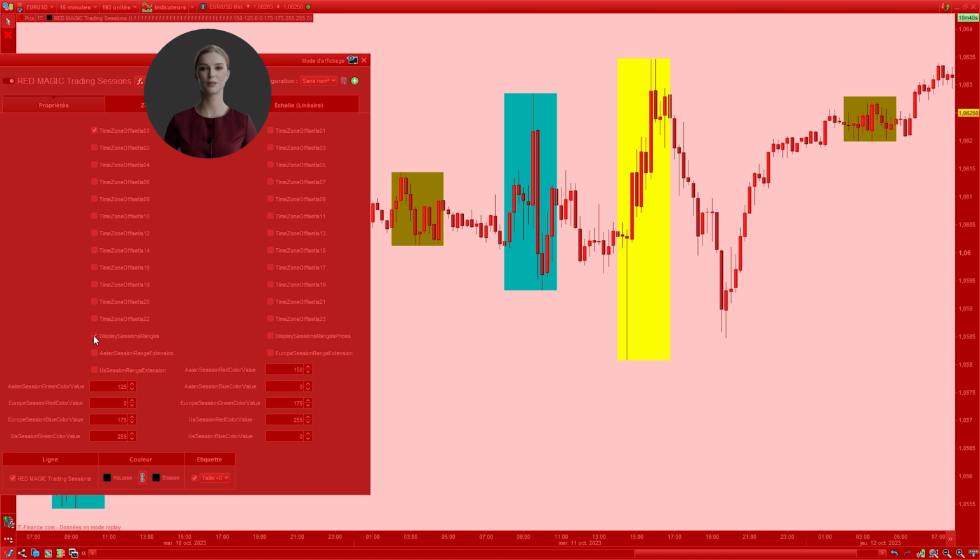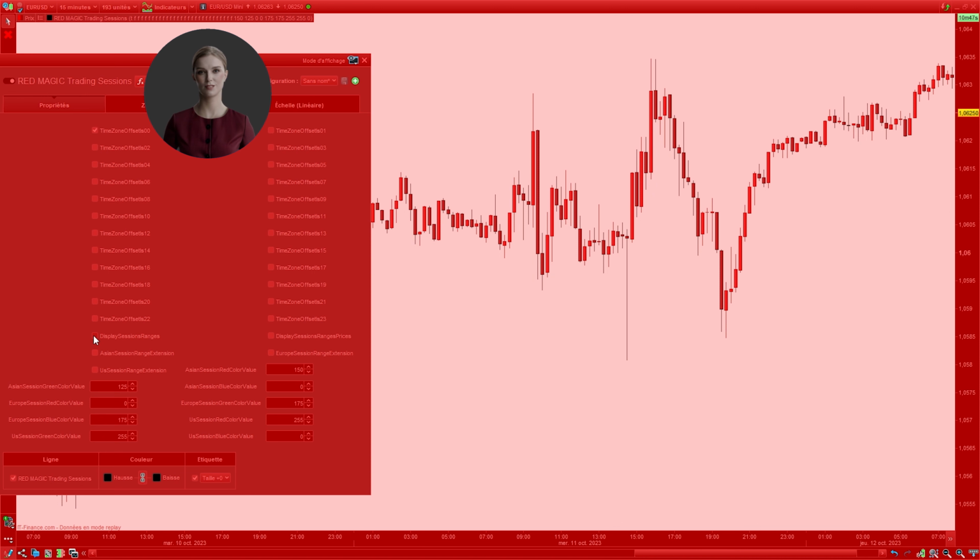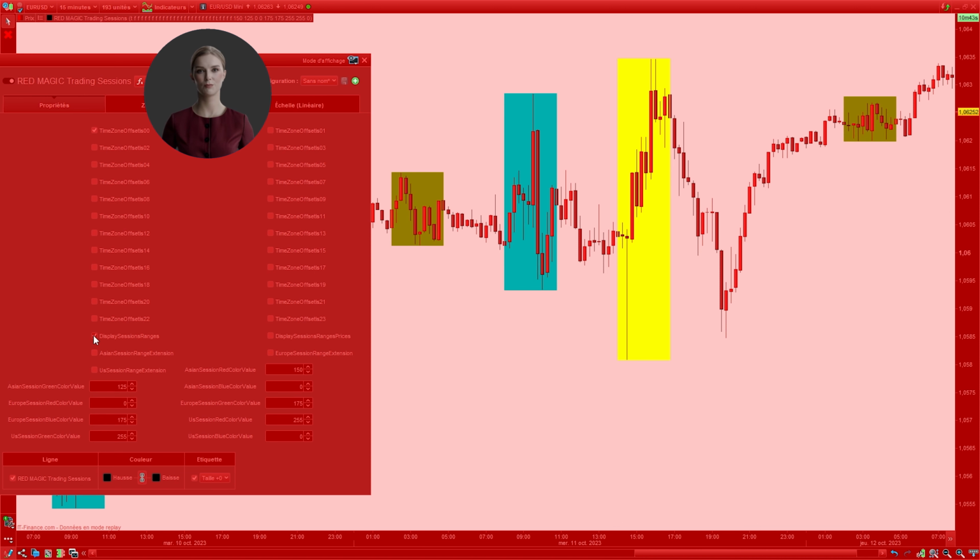Thank you, French. Untick this box if you want to make the sessions ranges disappear or tick it to display them. Tick this box if you want to display the sessions ranges prices or untick it to make them disappear. Tick this box if you want to draw the Asian session range extension or untick it to make it disappear. You can do the same thing with the Europe session and of course with the US session range extension. You can change the sessions box's color here.